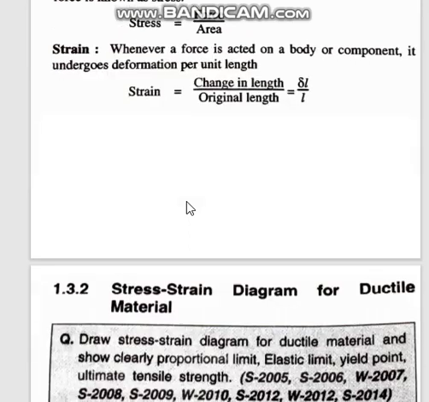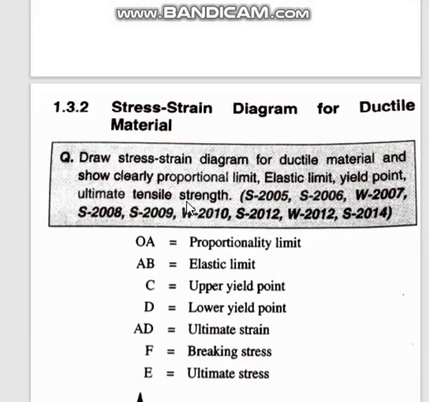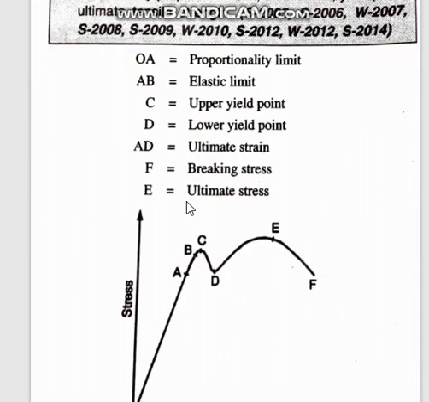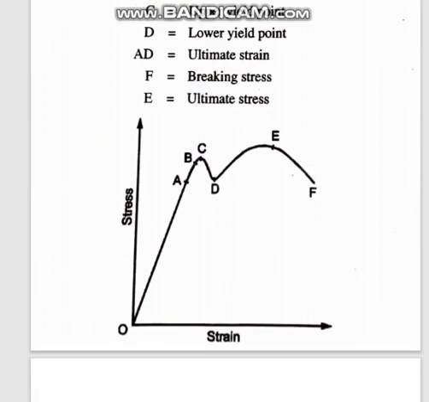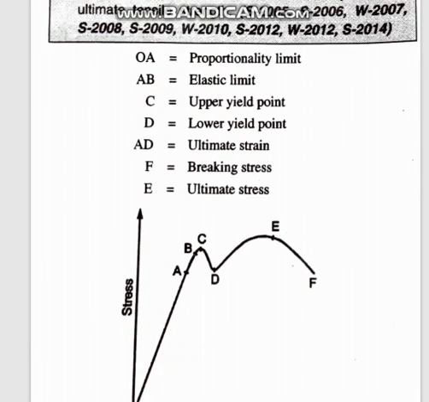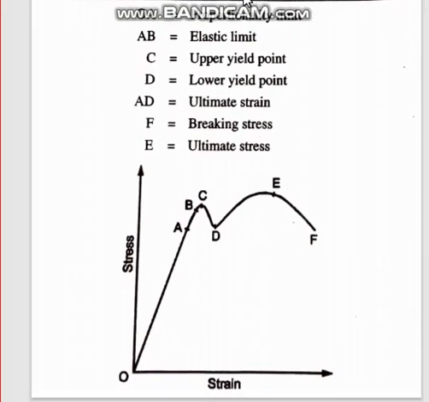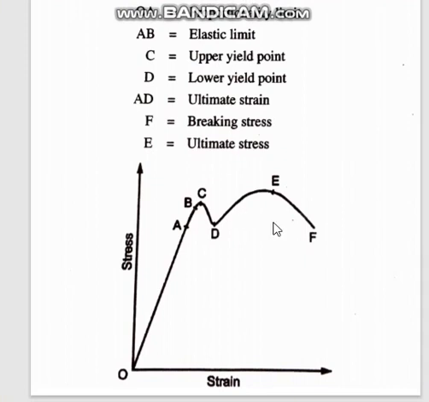Now next, let us come to the stress strain diagram for ductile materials. I believe you have studied it already. This is the stress strain diagram for a ductile material. It is applicable for ductile materials like mild steel. Mild steel is a ductile material.